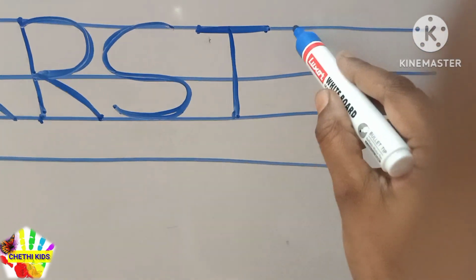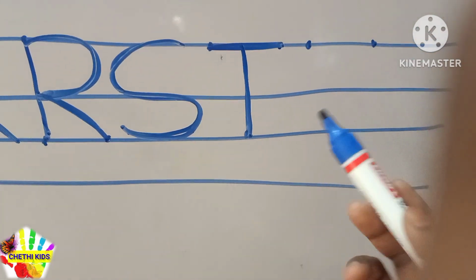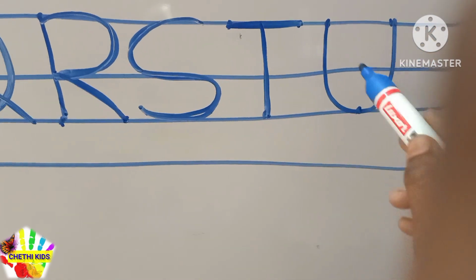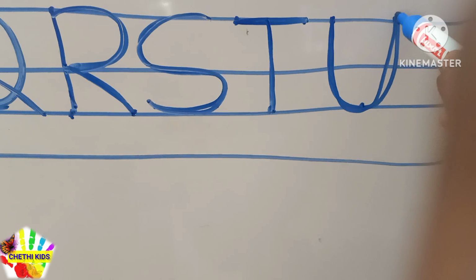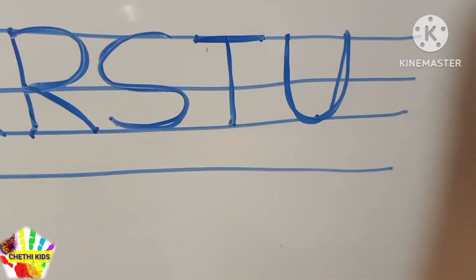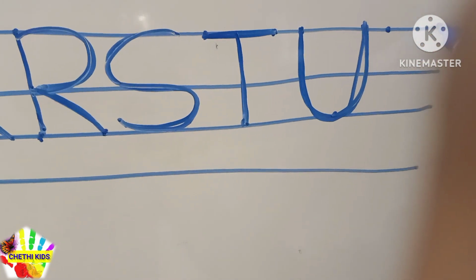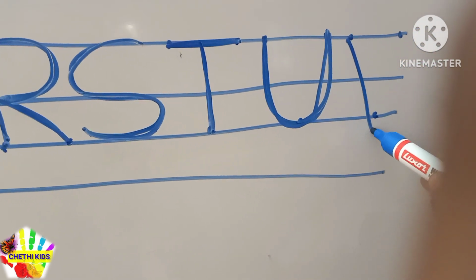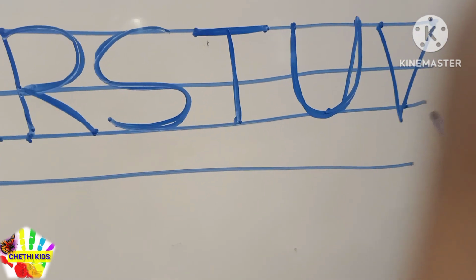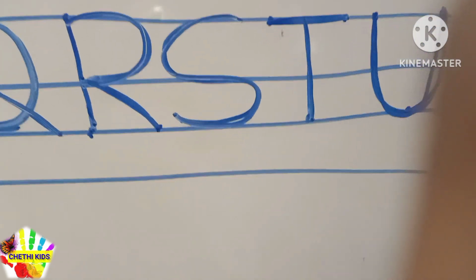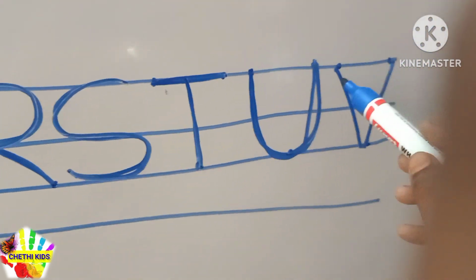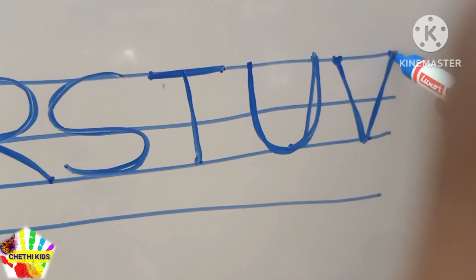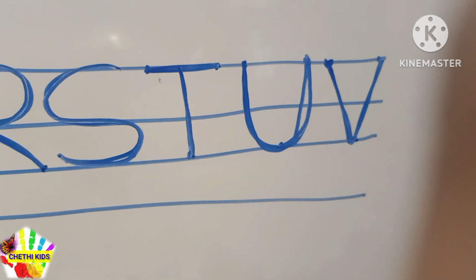Next, T. On the red line, sleeping line, and red line to blue line, standing line. This is T. Next, capital U. Red line to blue line, up curve. This is U. Next, V. Red line to blue line, slanting line, and blue line to red line, slanting line. This is V.